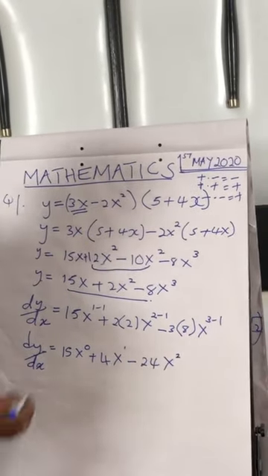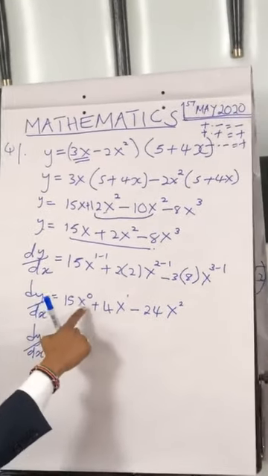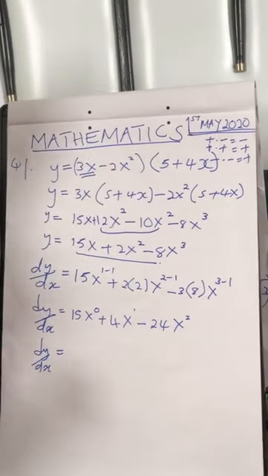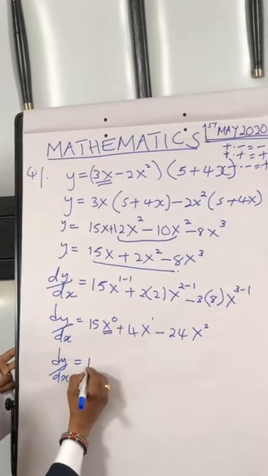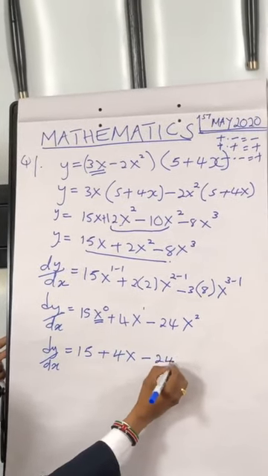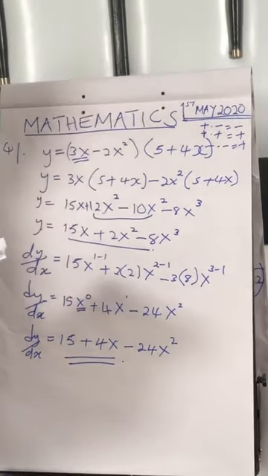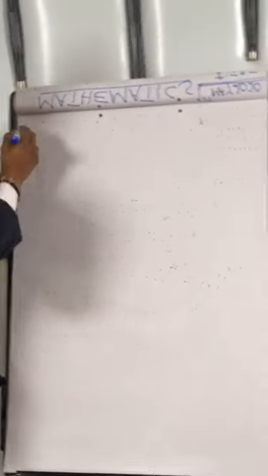So from here, we have dy/dx equals to, any number raised to power 0 equals to 1, or any letter raised to power 0 equals to 1. Therefore, x raised to power 0 equals to 1. So this is 15 times 1 is 15 plus 4x minus 24x squared. This is our answer. Proceeding to part B of the equation.